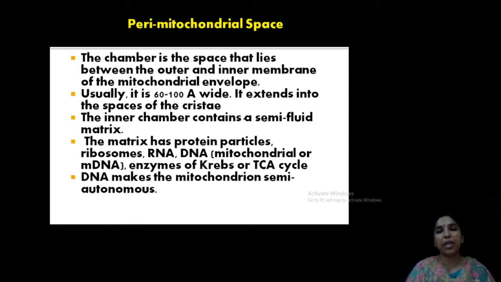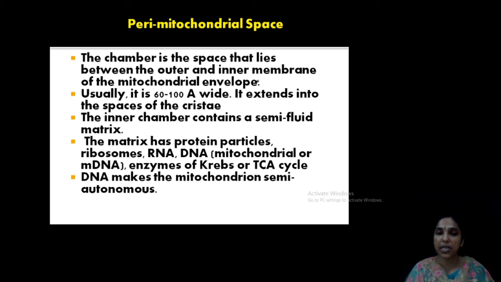Now about the perimitochondrial space. What is the perimitochondrial space? It is the space between the outer membrane and the inner membrane. It is a very important part, and it extends into the space of the cristae. Inside the inner membrane there is a semi-fluid matrix, and the matrix has protein particles also. The matrix contains DNA, RNA, ribosomes, enzymes, etc. And these enzymes are very important for the Krebs cycle.